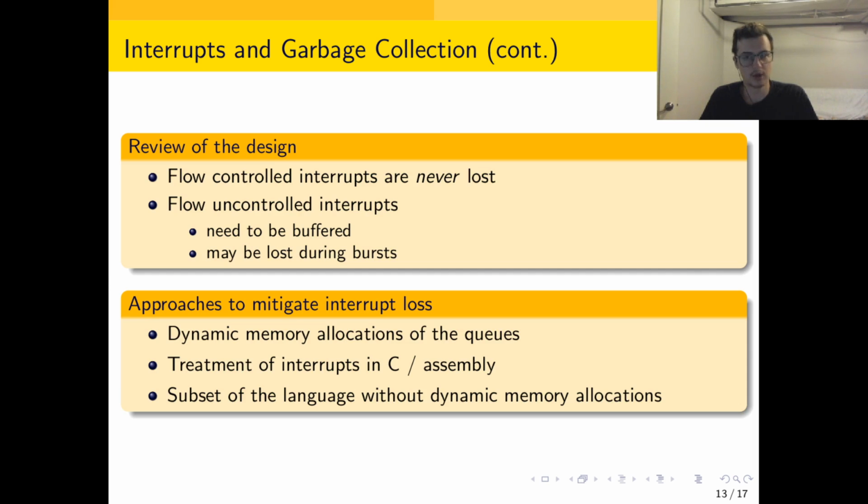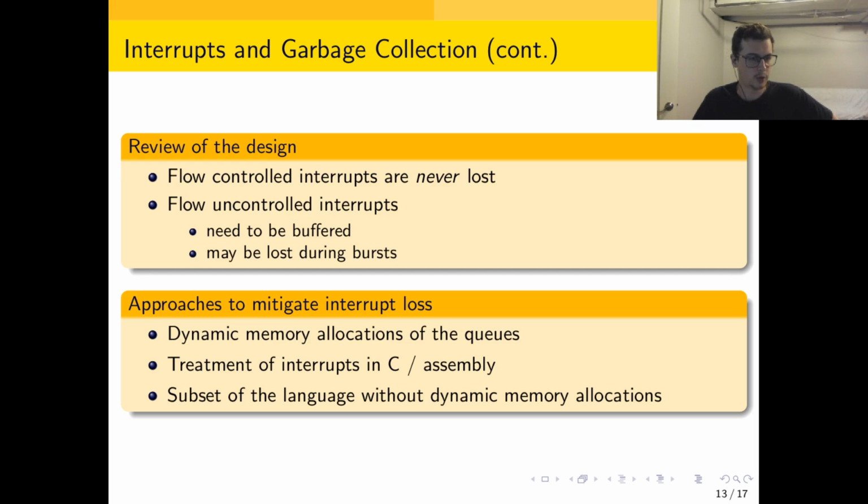You could also move the treatment of interrupts into C or assembly, because you can ensure that you don't have dynamic memory allocation and you're never going to be paused. But that would really go against what we're trying to achieve here, because we're trying to do the exact opposite. We're just trying to have everything in Scheme and not in C or assembly. If you start patching everything with C or assembly, you pretty much failed your goal of having a Scheme on bare metal, really.